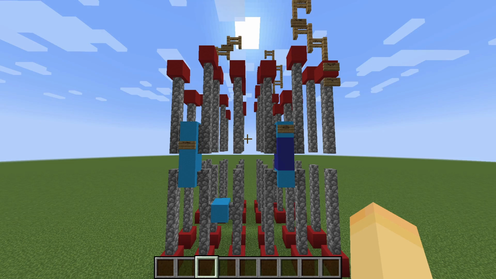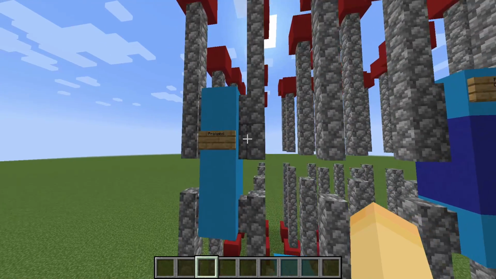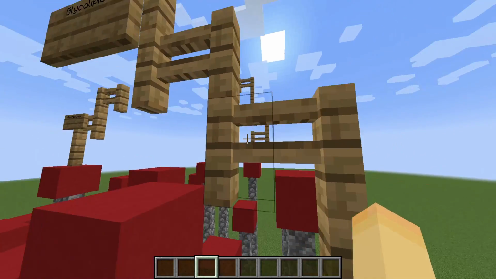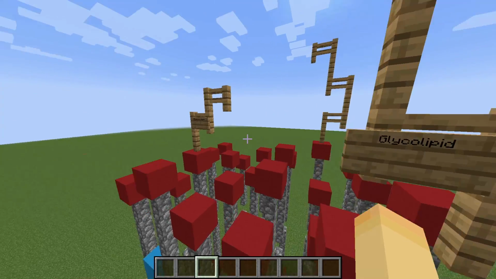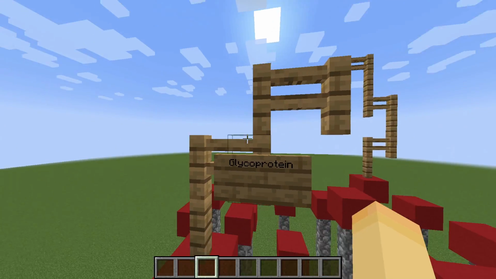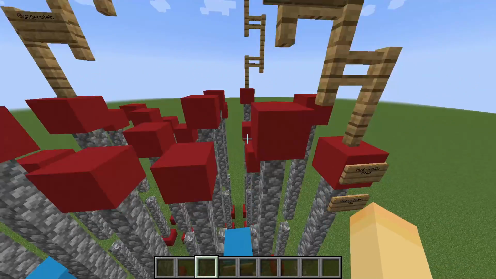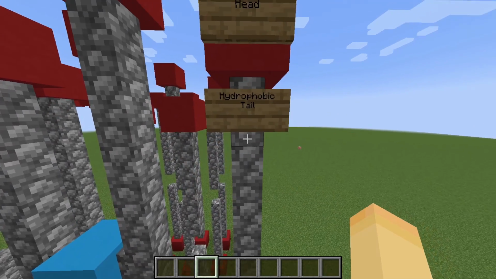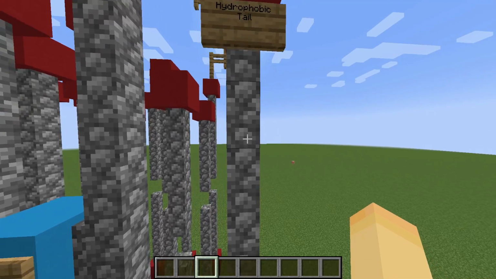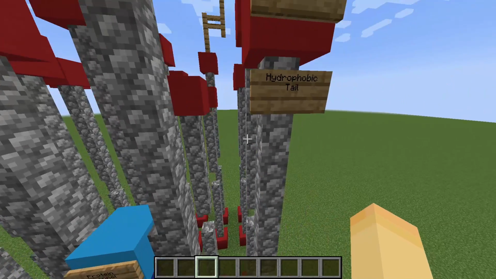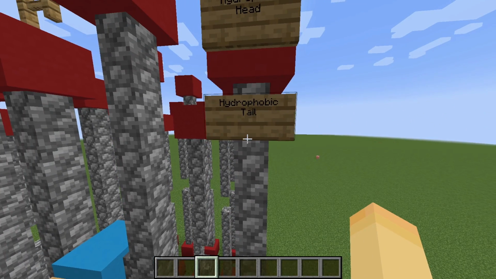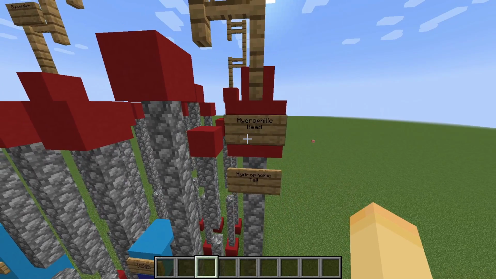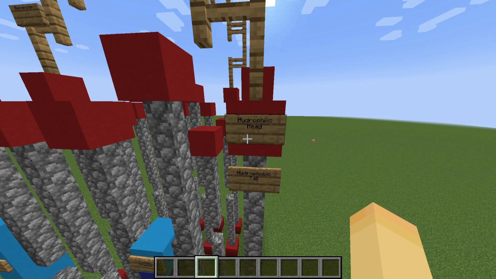This is also in the plasma membrane. These are proteins, and this is the protein channel. These are the glycolipids, and I know this one looks the same, but this is a glycoprotein. These red things are the hydrophilic heads, and these cobblestone walls that are just vertical are the hydrophobic tails. Hydrophilic means water loving, and hydrophobic means water hating.